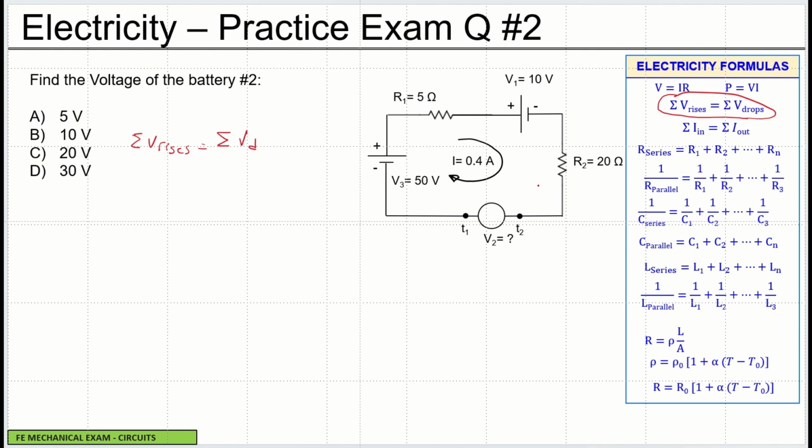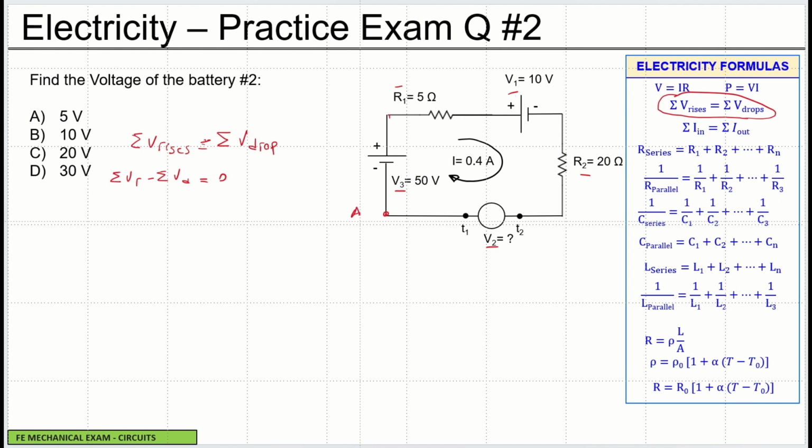The voltages that rise are V3, V1, and V2, and the consumption, the drops, are R1 and R2, which are the resistors. Usually I change this equation a little: the sum of voltage that rises minus the sum of voltage that drops equals 0. It's much easier to calculate later. Also, I'm going to go through some nodes around the circuit.